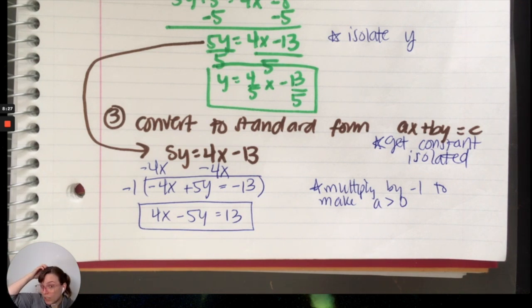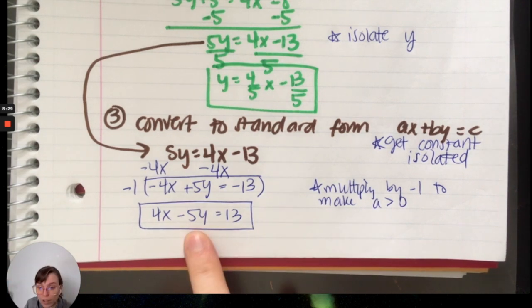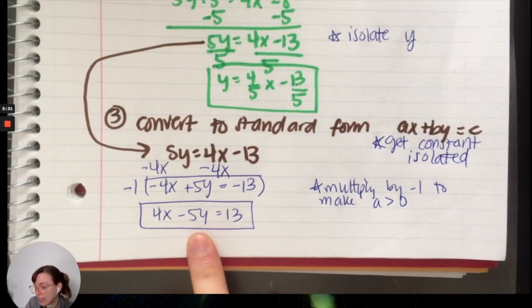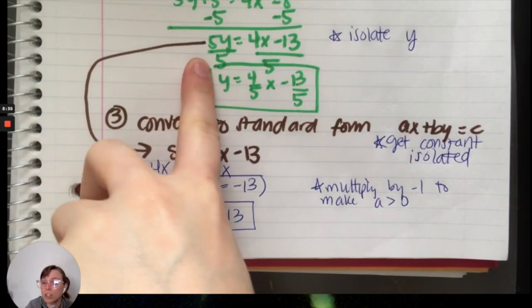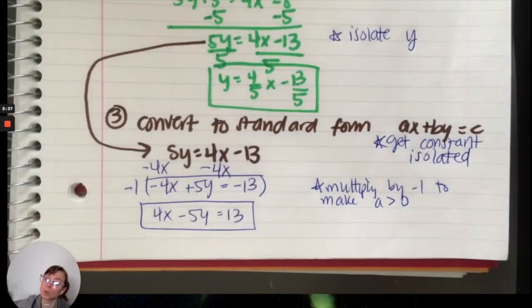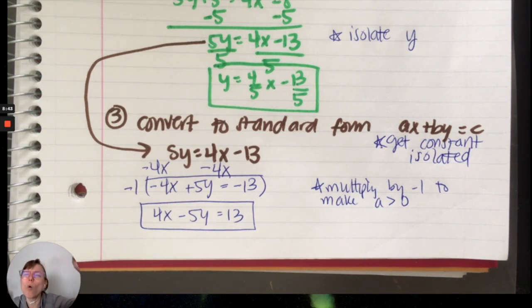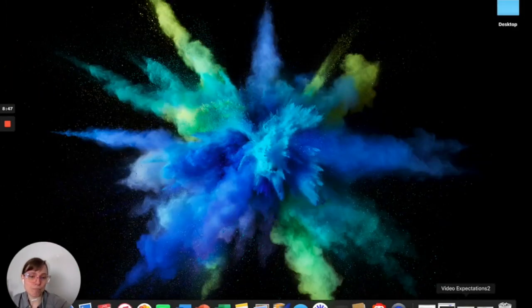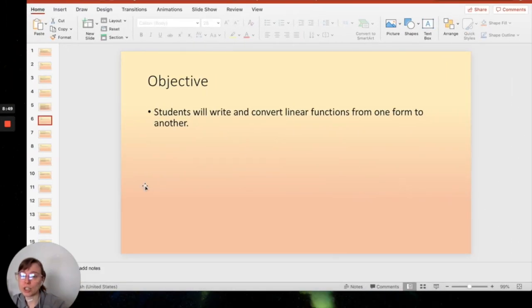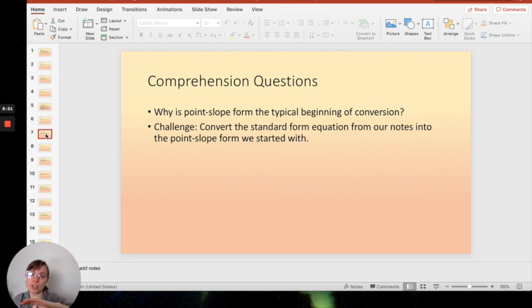Could you take this standard form and graph it? Could you take this standard form and go backwards to slope-intercept form? Could you take slope-intercept form backwards into point slope form? So those are two challenges that you can try, and we're under 10 minutes. Yes! Okay. And along with those challenges, try these comprehension questions.